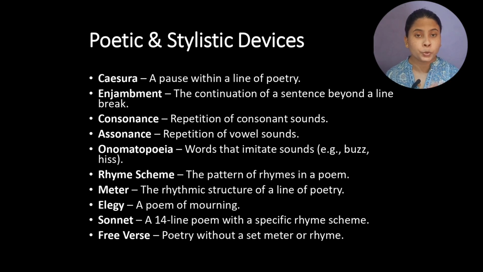For example, to be or not to be, a famous quote from Hamlet. It is a question, to be or not to be. Next, we have enjambment. Enjambment is a sentence that continues beyond a line break. Whereas we learned that caesura is a natural pause in a line of poetry, enjambment is a sentence that continues beyond a line break.